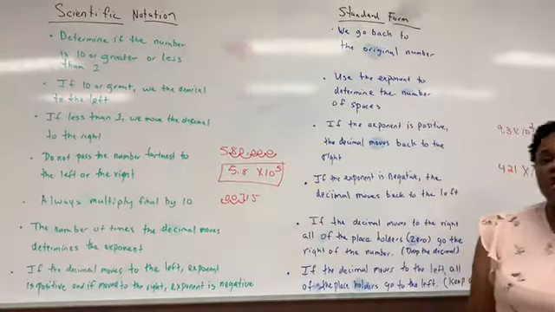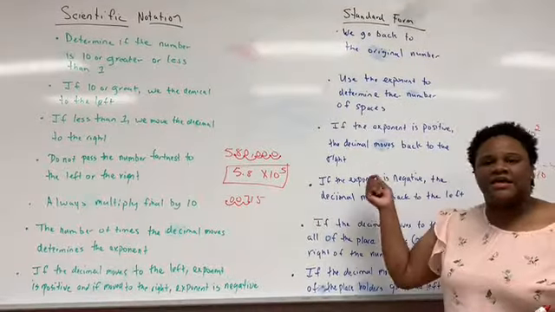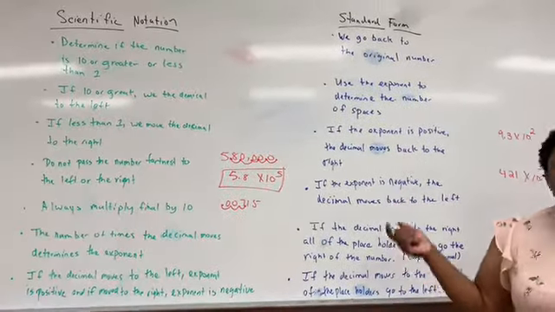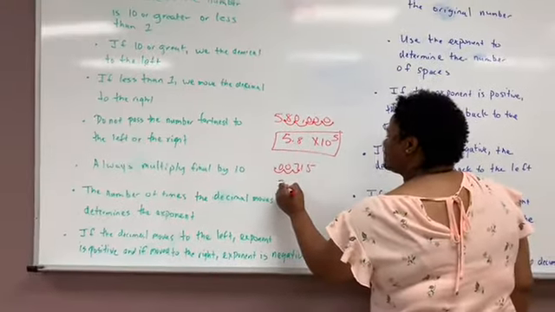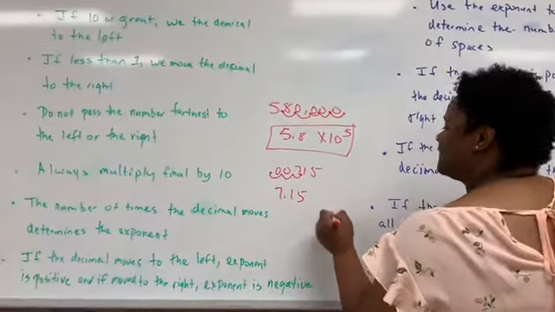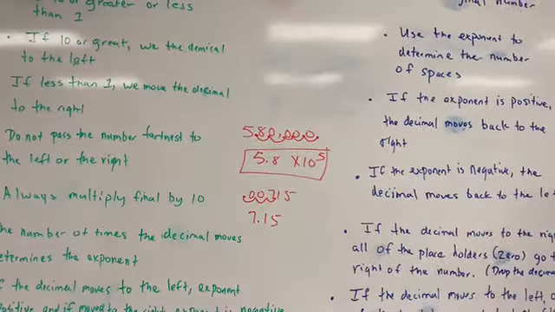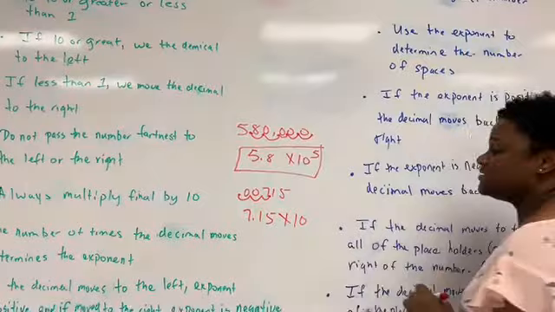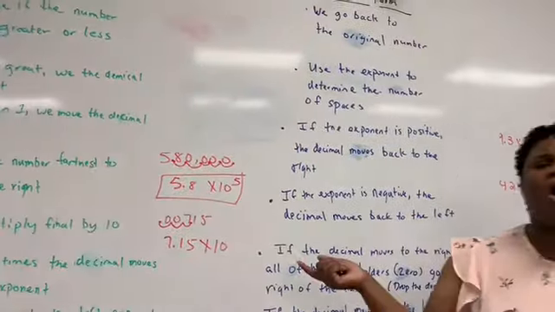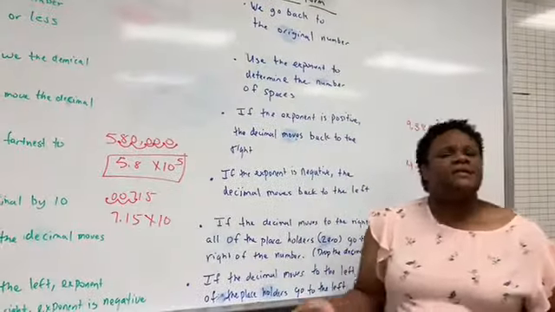And of course, we have not passed the last number on the right according to our rules. So now we know that our final number is 7.15. We take our final number and multiply it times 10, the base number of 10. And now all we have left to do is to get our exponent.